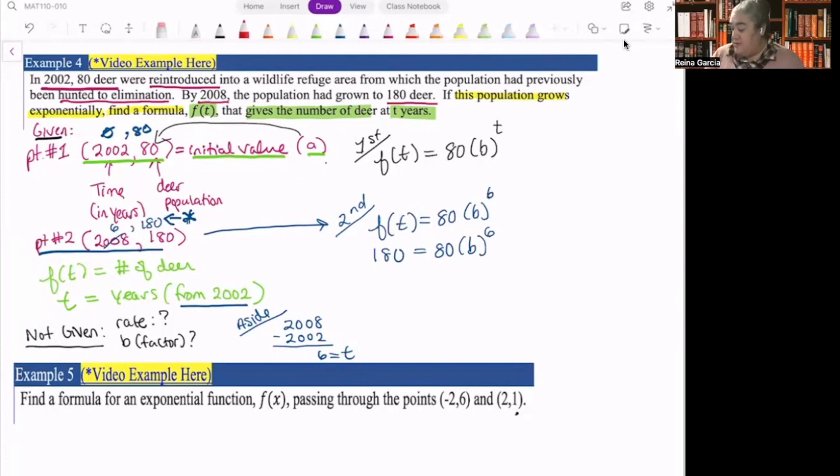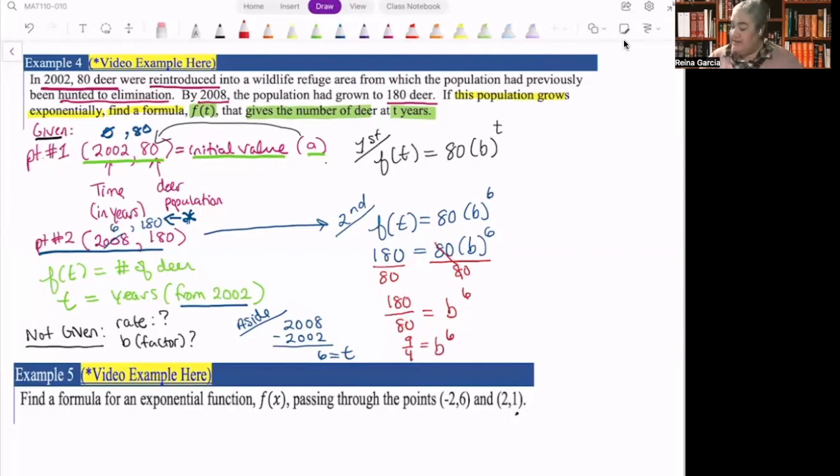We are first going to get rid of the 80 on one side. And whatever you do on one side, you do to the other. So that divides out, and this becomes 180 over 80 equals b to the 6th. Now, since we're going to work with this in fractional form, it behooves us to simplify this. If you get the greatest common divisor, it simplifies down to 9 over 4. So 9 over 4 equals b to the 6th.